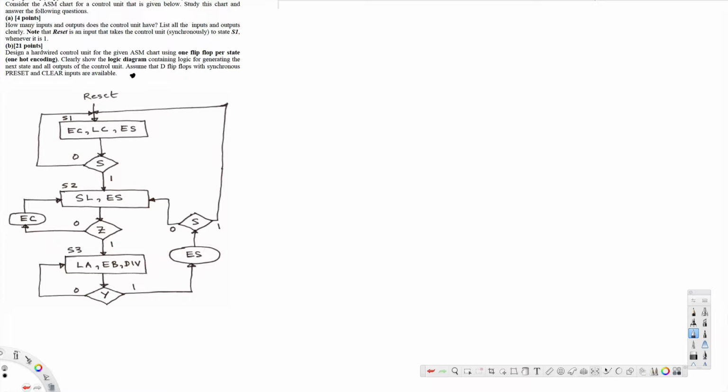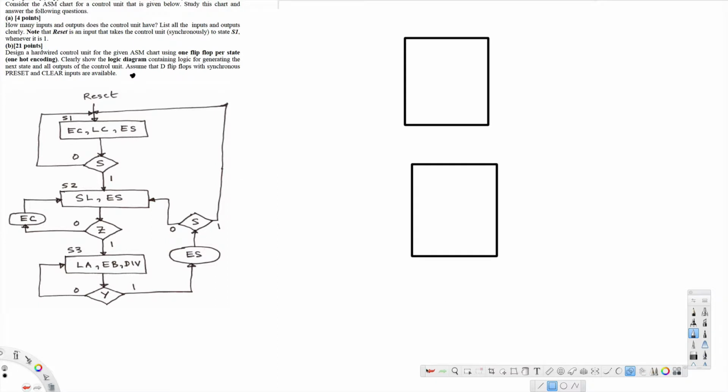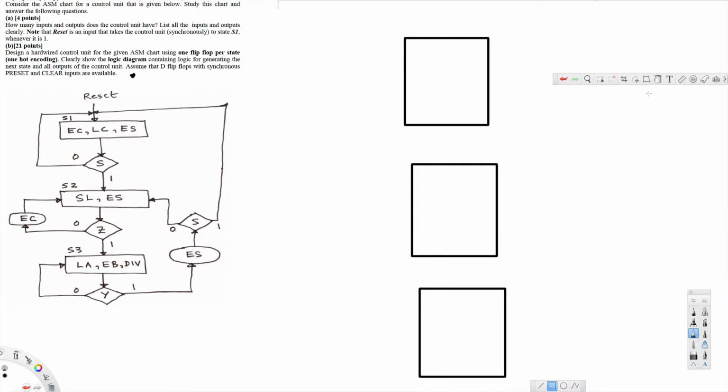So let's design the hardware. I'm just going to quickly design. Okay, so I'm running out of time, so I'll just give the final answer right here and give the explanation later maybe.